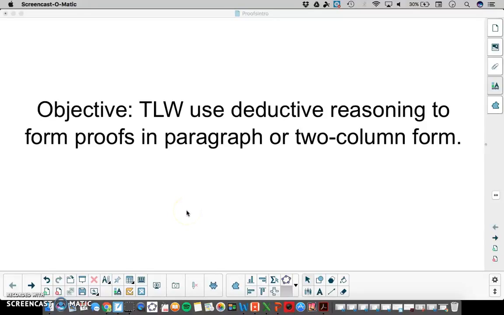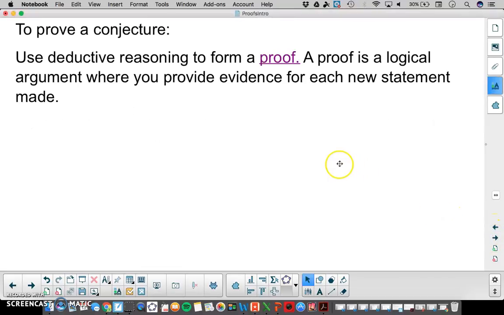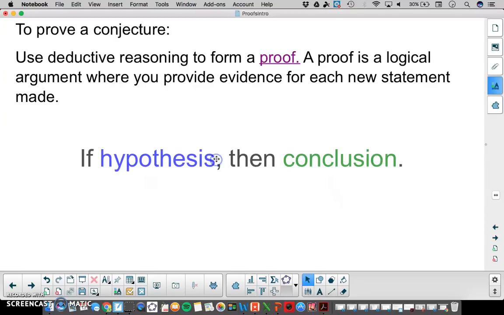In this video, the learner will use deductive reasoning to form proofs in paragraph or two-column form. To prove a conjecture, we're going to use deductive reasoning to form what's called a proof. A proof is a logical argument where you provide evidence for each new statement made.